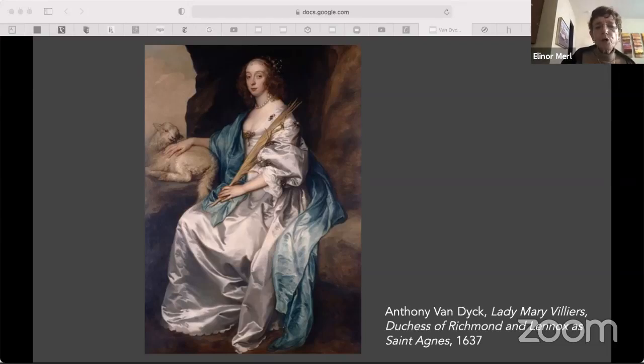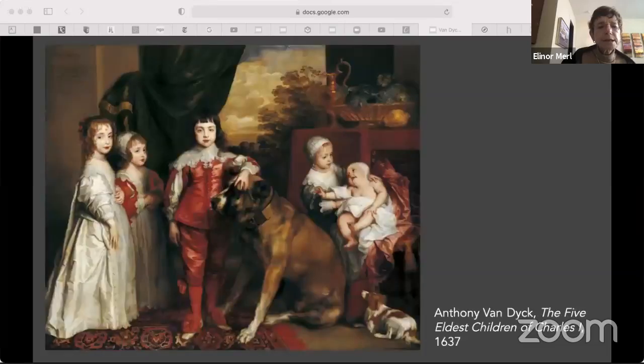Our next portrait, a group portrait, was also done in 1637. And this is the 5 eldest children of Charles I. Now, just to give you a sense of the size of these works, this work, which was comparable to others that Van Dyck had done, is about 3 feet by 6 feet. So these were quite monumental works.